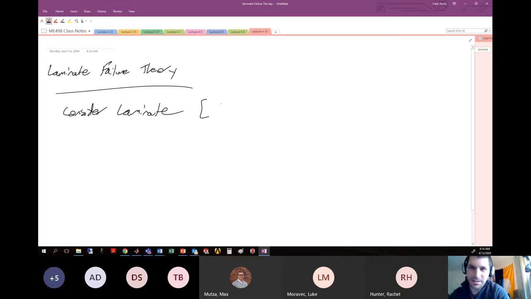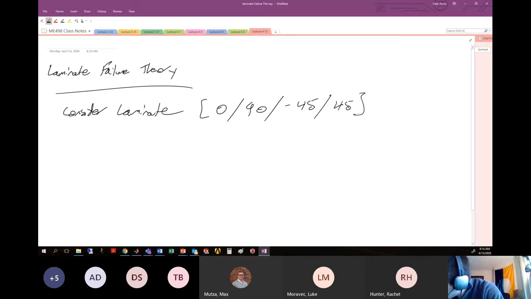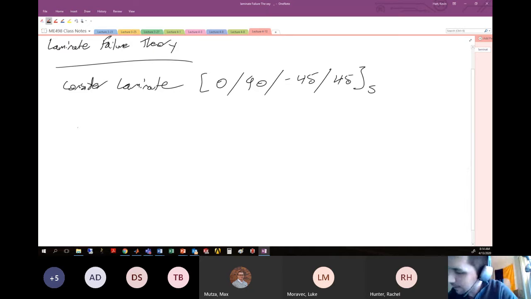That would be like a quasi-isotropic. I'm going to give you here the 0, 90, negative 45, 45, and symmetric. So what you should have in your mind for this particular laminate is, I'm going to do the best I can to sort of draw this.